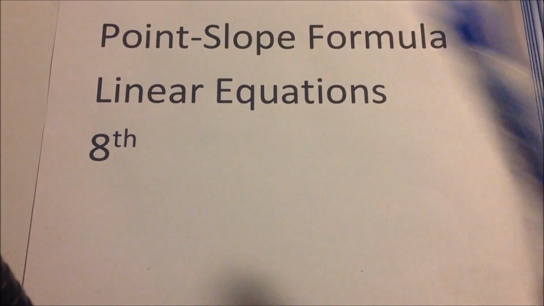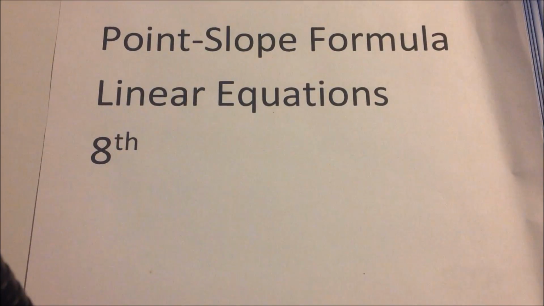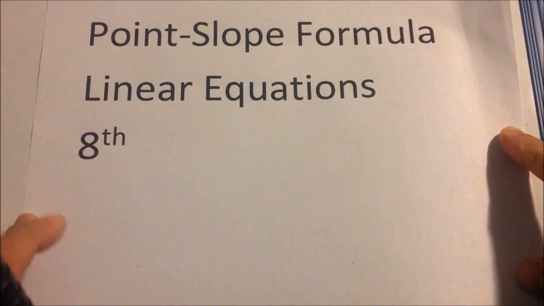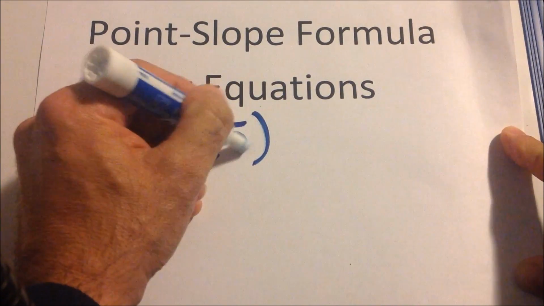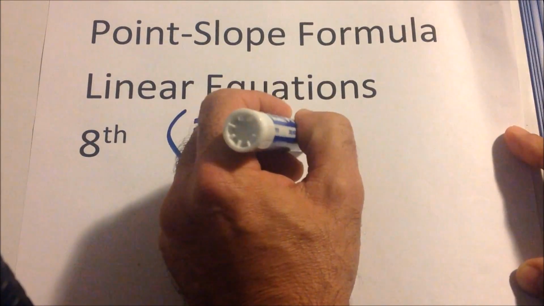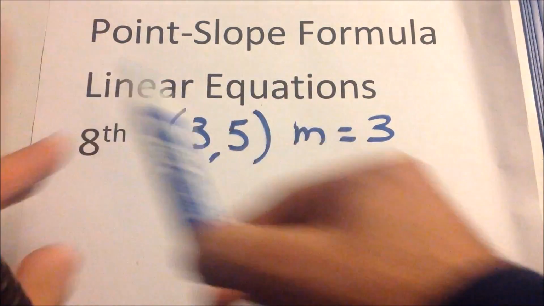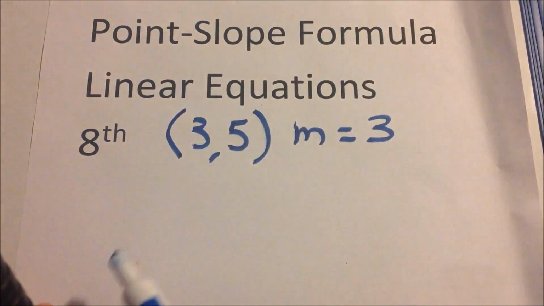Okay, here's the video on the point-slope formula with linear equations. We're going to use this formula when we have only one pair. For example, if we just had this point on the grid, just one pair, and we know the slope. We know m means slope. So if we only had one pair and the slope, we can use the point-slope formula.